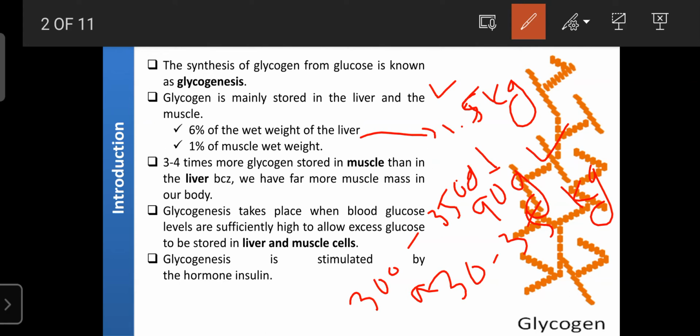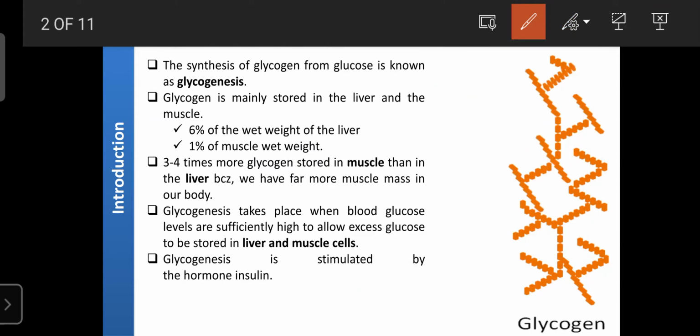And the total is around 390 to 440 gram of glycogen, or FD, present in our body on average. So glycogen in our body should be 440 gram plus or minus maybe 40. That much glycogen, our FD, we will have in the case of starvation.